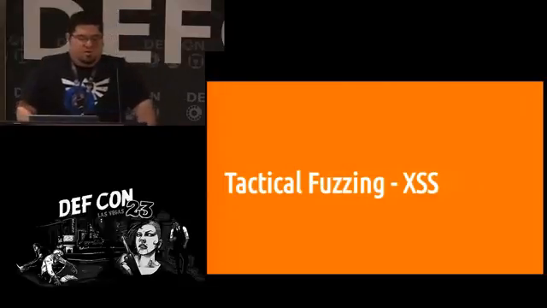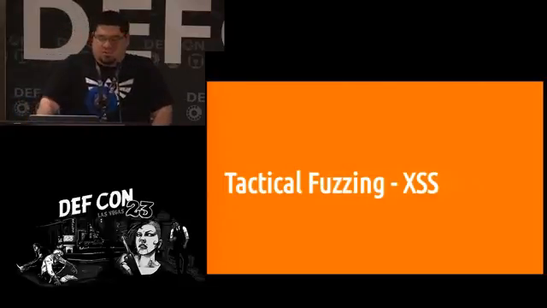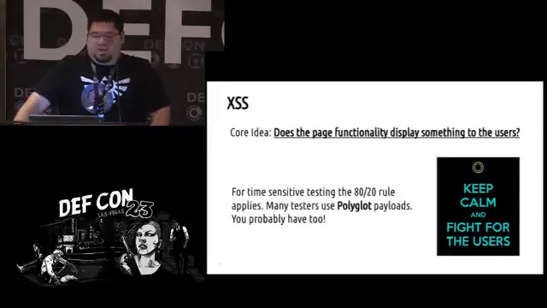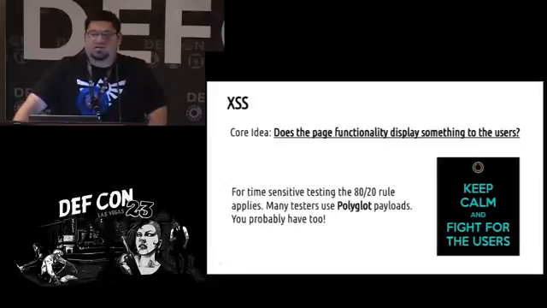So I go through a couple different injection types or vulnerability types here, and we're going to talk about cross-site scripting and some research that some really cool people have done. So the core idea of cross-site scripting, right? Does the page functionality display something to the users? That's kind of the question I ask myself. Can I get reflections somehow with JavaScript?